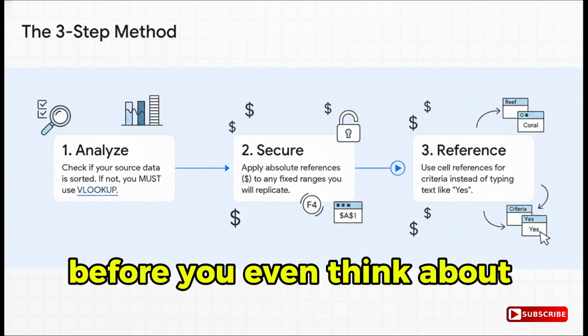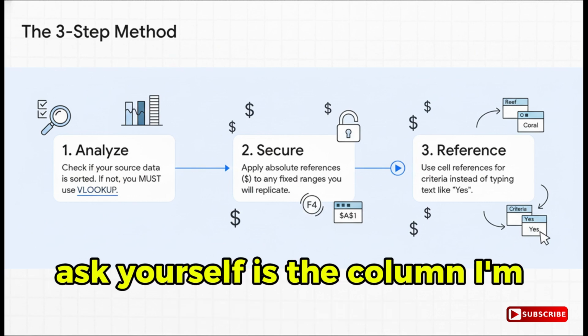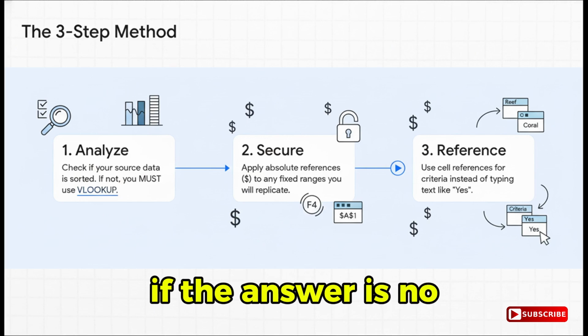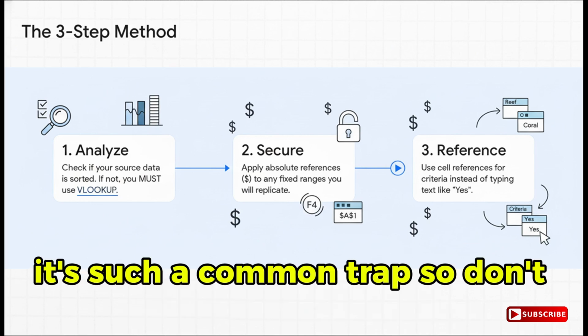Before you even think about typing a formula, just stop and look at your source data. Ask yourself, is the column I'm searching in sorted? If the answer is no, then you have to use VLOOKUP, not the regular lookup. It's such a common trap, so don't fall for it.